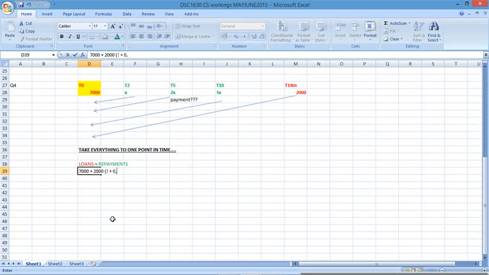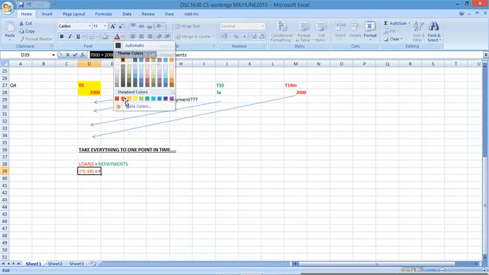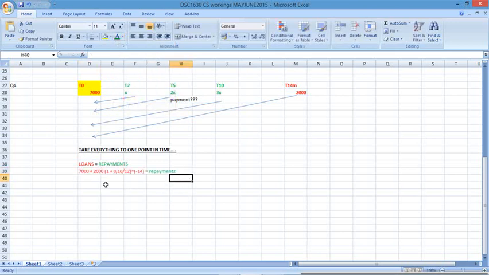The rate was 16% compounded monthly. To the power, I'm taking it back minus 14. Remember, that's the amount over there. I'm taking that back in time to time 0. And that's going to be equal to my repayments. So obviously take all those loans back to one point in time. Then do the same thing for the repayments.